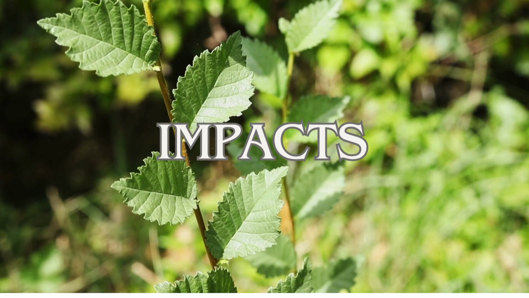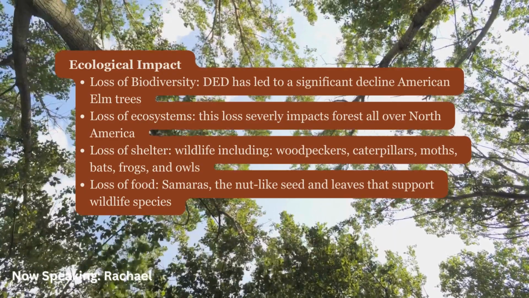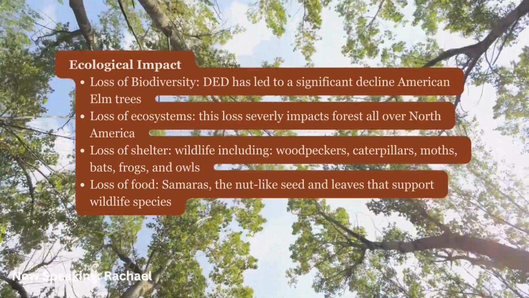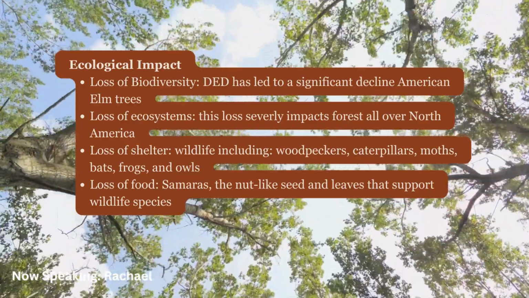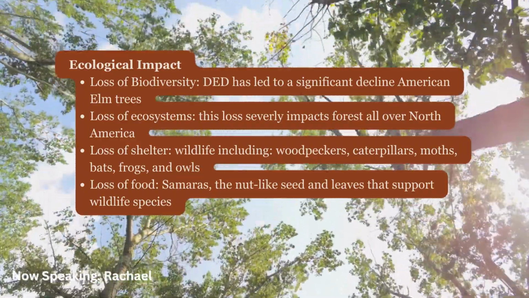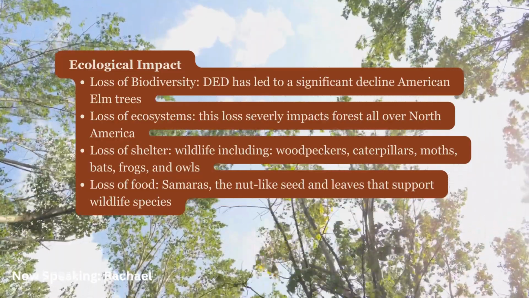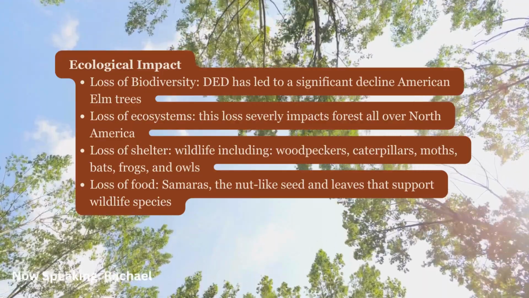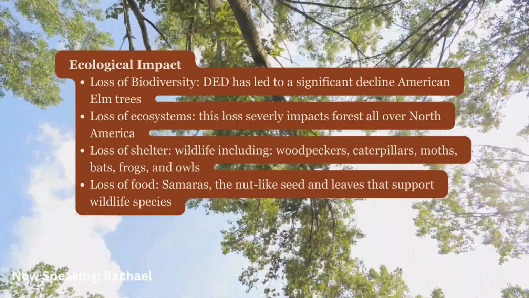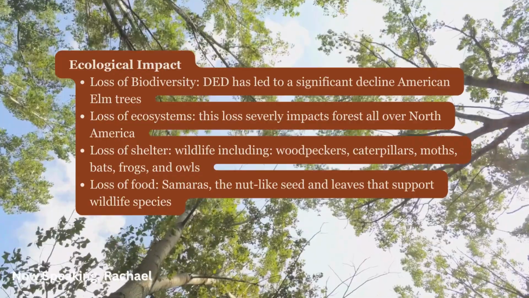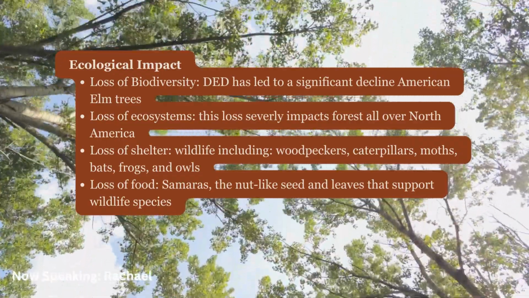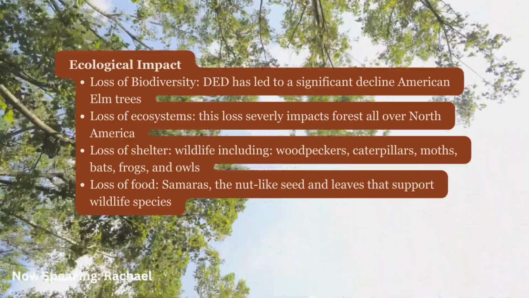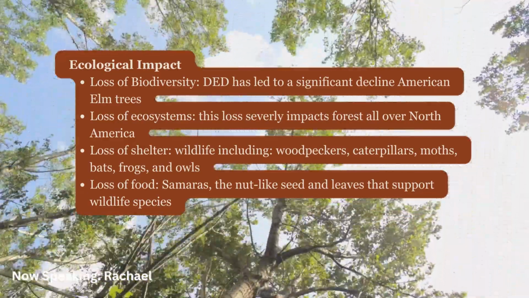The most significant impact of DED is biodiversity loss. American elms serve as shelter for a variety of species, such as woodpeckers, caterpillars, moths, bats, frogs, and owls. As the number of elms in North America decreases, the organisms they protect are displaced and forced out of an ecosystem, weakening its biodiversity. A similar trend can be seen within the food chain. Elms provide an abundance of food through their samaras, which are nut-like seeds, and leaves to smaller animals. Without them, these animals are forced out of ecosystems that can no longer sustain them.